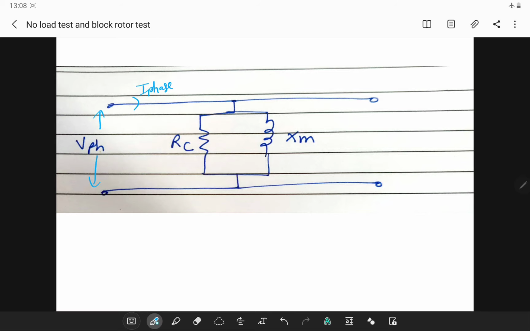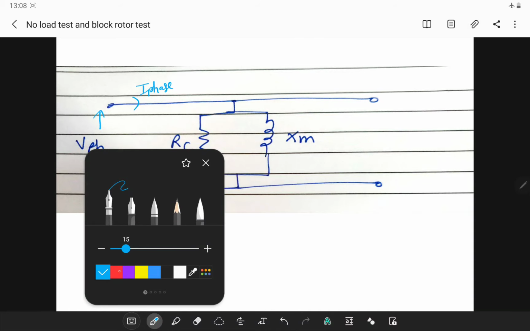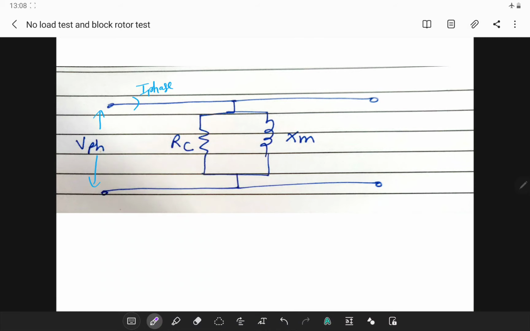So if I show you the currents, this is I naught, that is the no load current. It will flow from here to here, and from here it will divide into two parts, that is IC and I phi. Okay, because in the no load test I will find the values of RC and XM, so I will be using I phi.